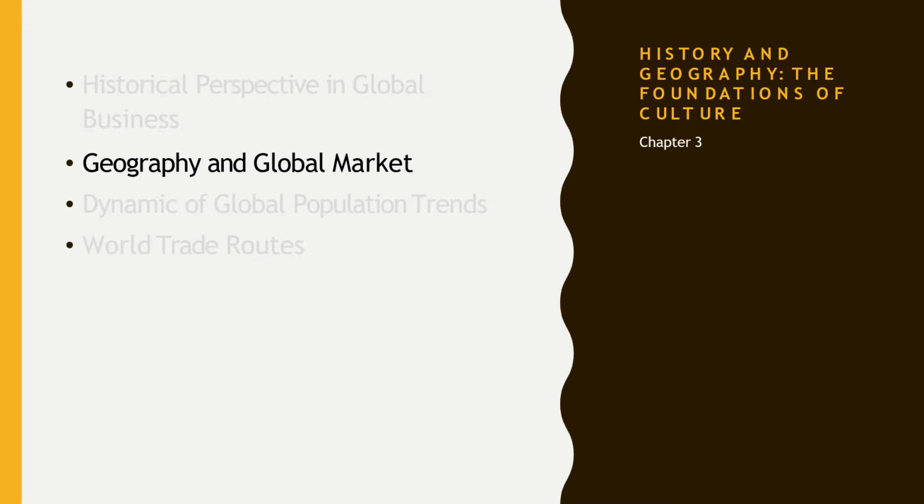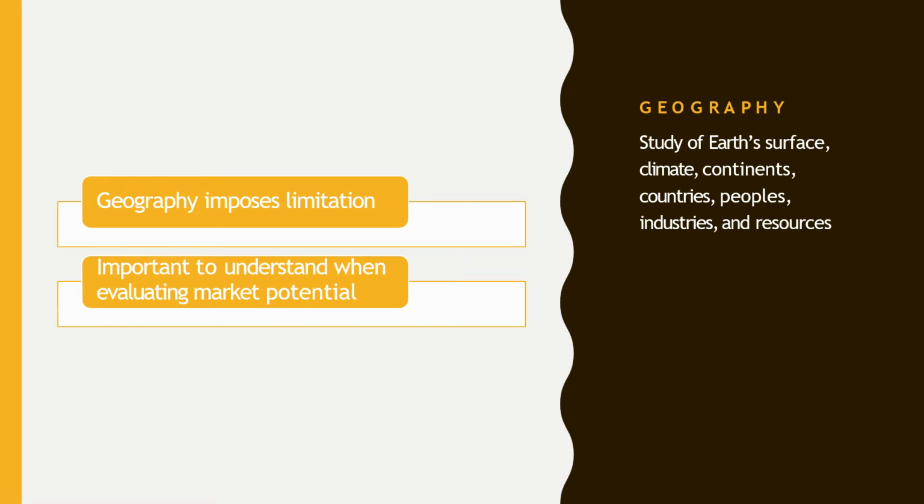Geography and its impacts. Geography imposes both opportunities and constraints on global markets. It encompasses the study of Earth's surface, climate, resources, industry, and human populations. Marketers must consider how physical and environmental conditions influence production, transportation, and consumption. For instance, differences in climate affect product design and marketing strategies.